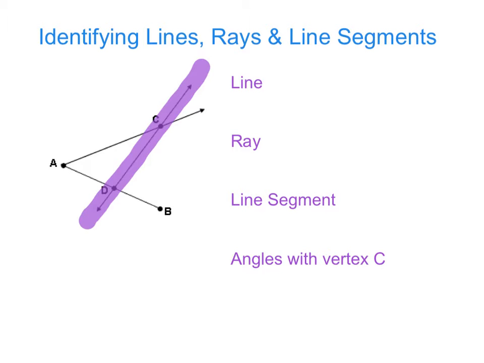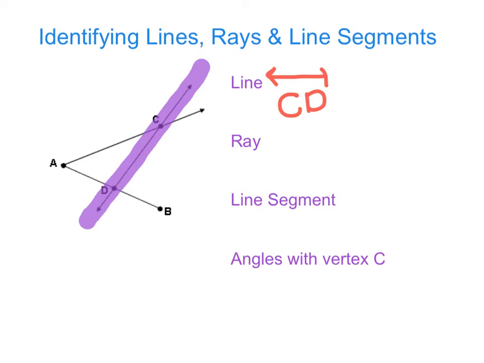So to identify my line, I need to label it with 2 points on the line. Points C and D lie on that line. And of course, to label it a line, I need to put the line symbol above it, which has 2 arrows on the end. And that indicates line CD.